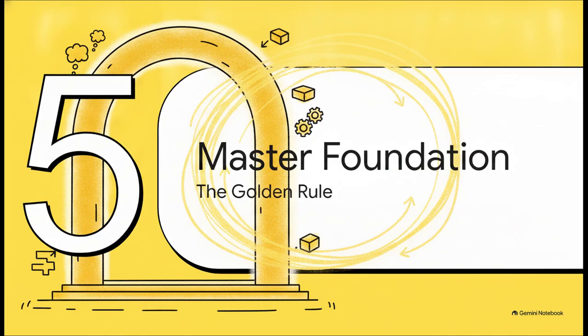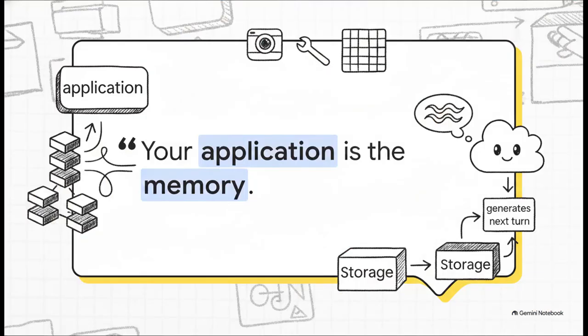All right, Section 5. Master the foundation, the golden rule. If you take away just one fundamental key takeaway from this entire explainer, please let it be this. Your application is the memory. Because the Messages API is stateless by design, every single request is completely self-contained. You send the full conversation, Claude generates the next turn, you store it, and you move on. Once you truly master this core architectural pattern, literally everything else, adding images, utilizing tool use, asking for structured output, it all just effortlessly layers right on top of this exact same foundation.